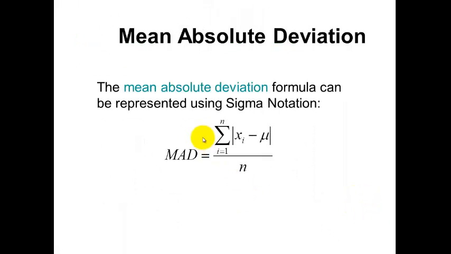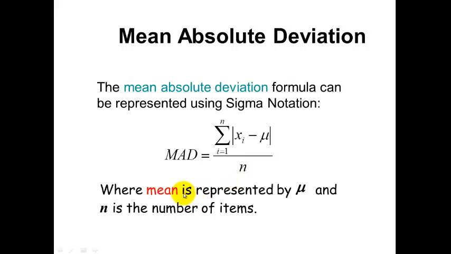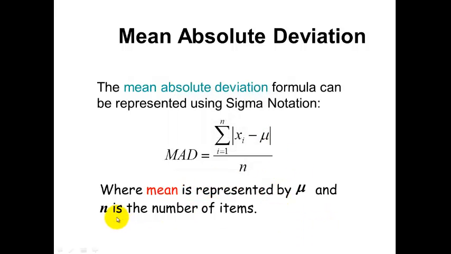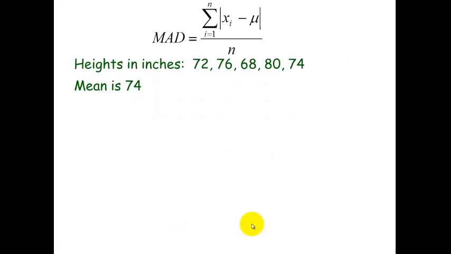So our mean absolute deviation formula can be represented using sigma notation. So we take the sum of the absolute value of the difference of each element and the mean, divided by n, where the mean is represented by mu and n is the number of items.